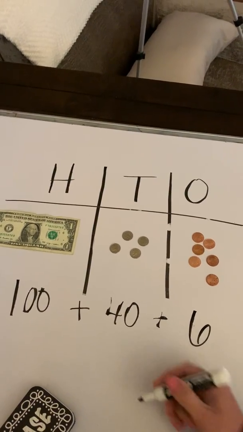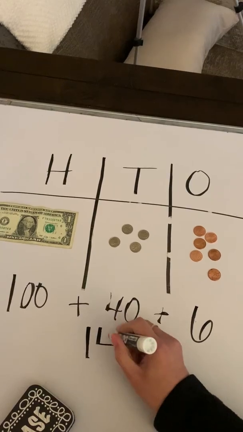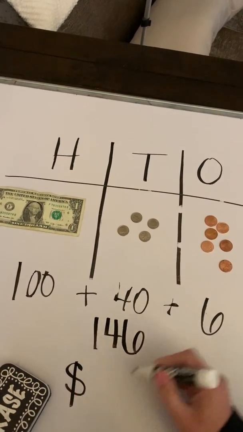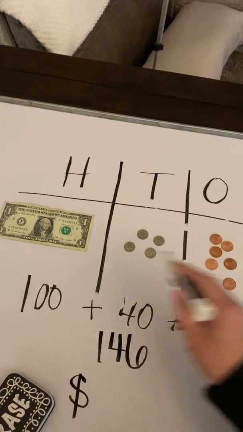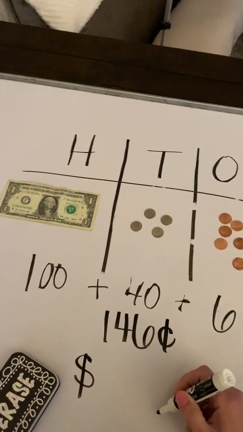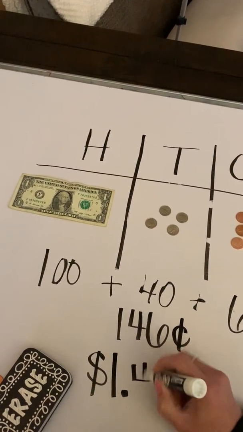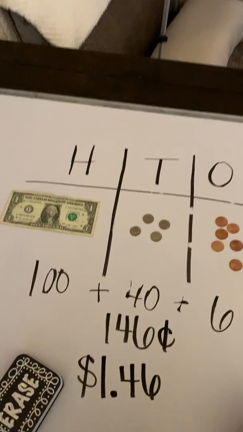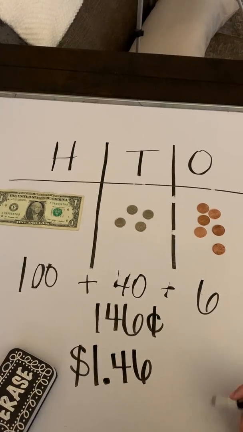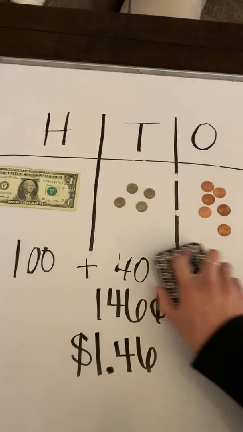When I put that together, I get, yep, 146. But because this is money, it's 146 cents. When I write it the other way, I can write $1.46. Great job. Let's erase. Try another one.